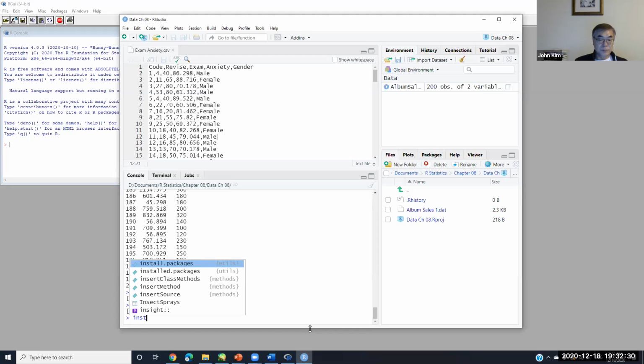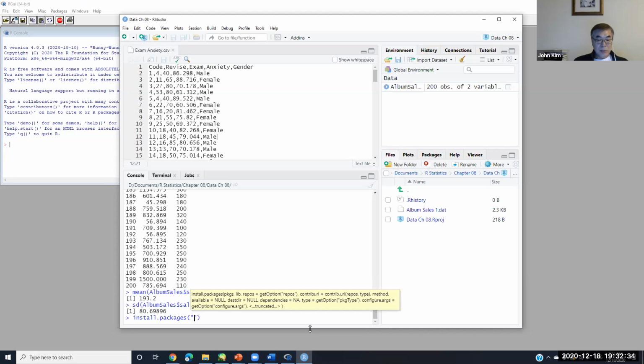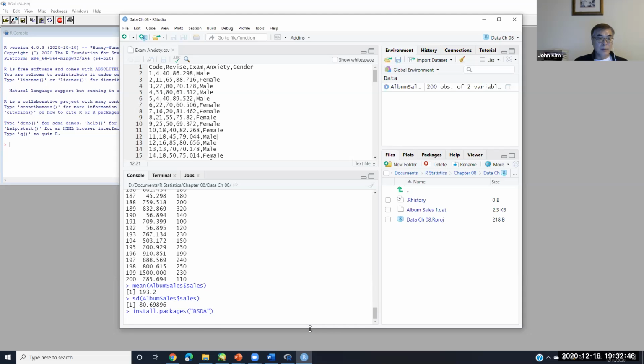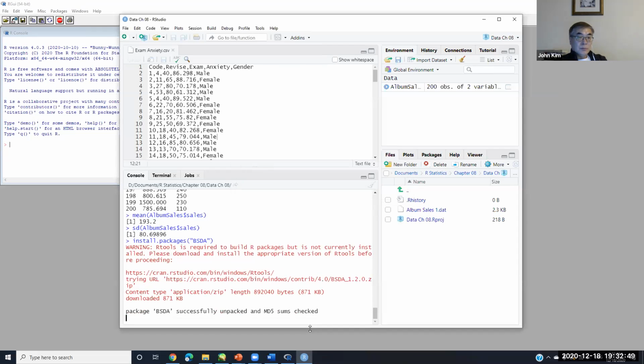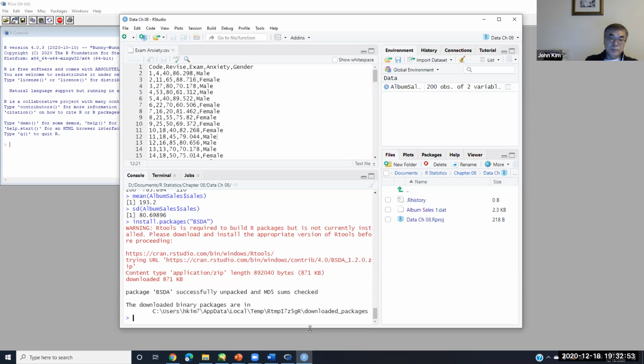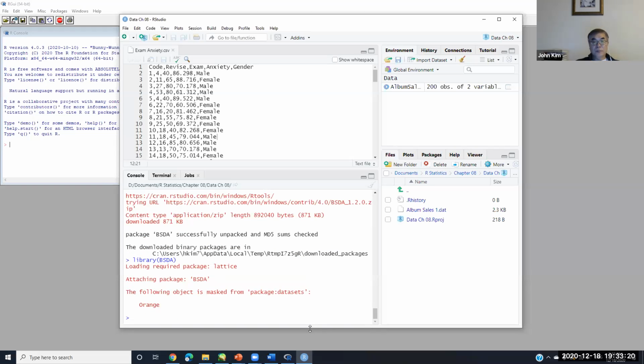So install.packages, in quotation or double quotation, business statistics data analytics. And it takes time. My computer is new, so it is fast, but your computer may be slow, so it will take some time, so I can wait. And I will do library to execute business statistics data analytics. Okay, when you're ready, say when.